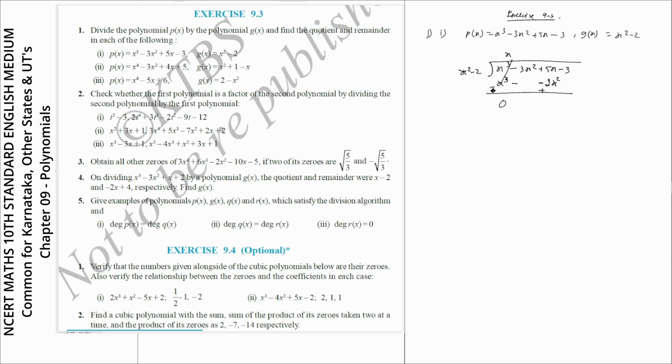Here there is nothing, so I'll take 0. Here also I'll take 0. Now minus 3x square plus 0 is minus 3x square. Now 5 plus 2x square is 7x square. Minus 3 plus 0 is minus 3. Now again, if I multiply the divisor by minus 3, minus 3 into x square is minus 3x square. The first term is getting cancelled.